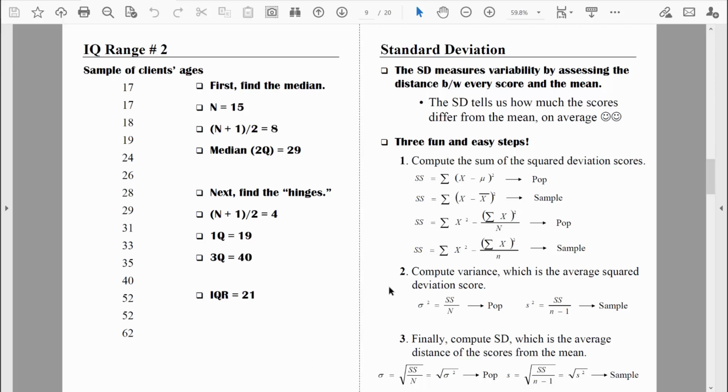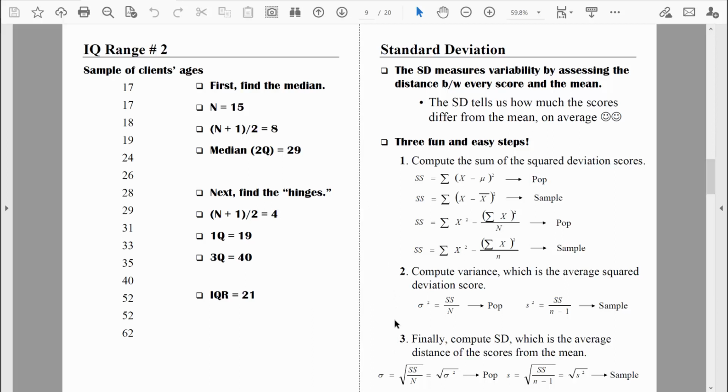The second step is where we compute what's known as variance. Variance is kind of an intermediate step on the way to computing standard deviation. It measures an average squared deviation score. But we're not really interested in squared deviation scores, so step 3 is where we compute the standard deviation, and it is measuring, as I mentioned before, on average, how much the scores differ from the mean.